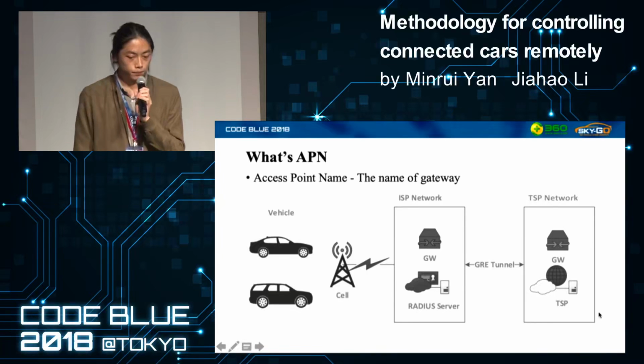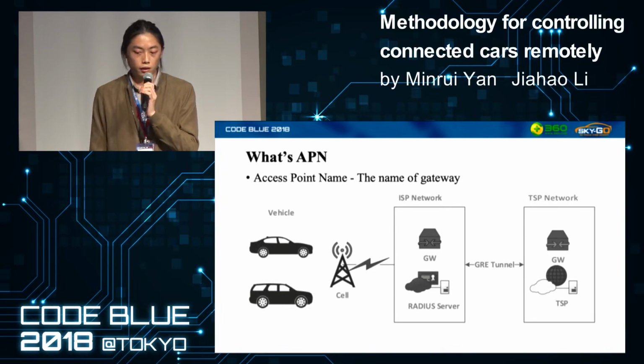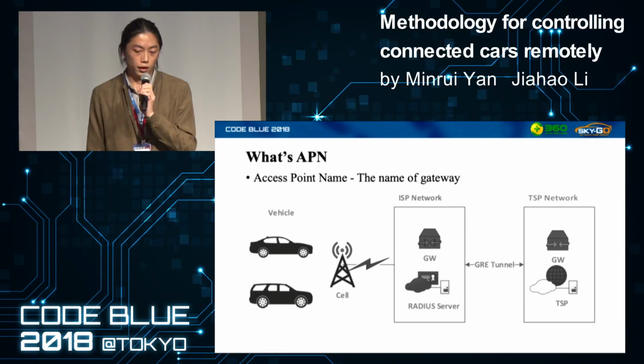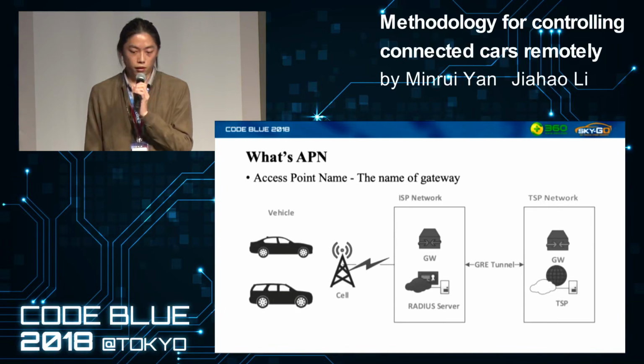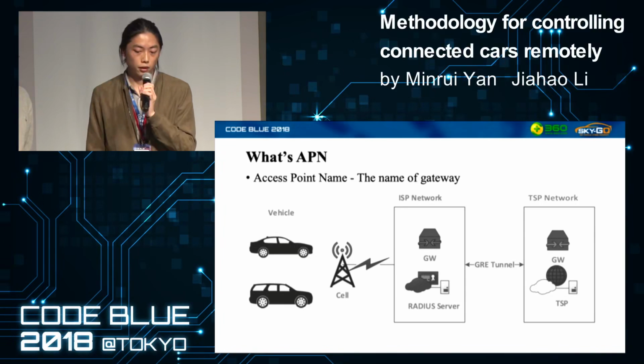So what's the APN? APN stands for access point name. It is the name of the gateway. The internet service provider could set a different APN for different network situations. Some sensitive devices use the 4G module combined with APN to make the network convenient, safe, and reliable, such as ATM, POS, and telematics. The TSP connects to the vehicles via the MSTP private line.